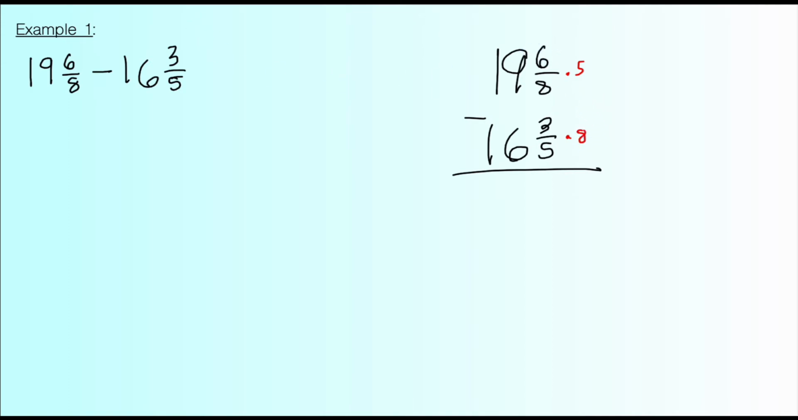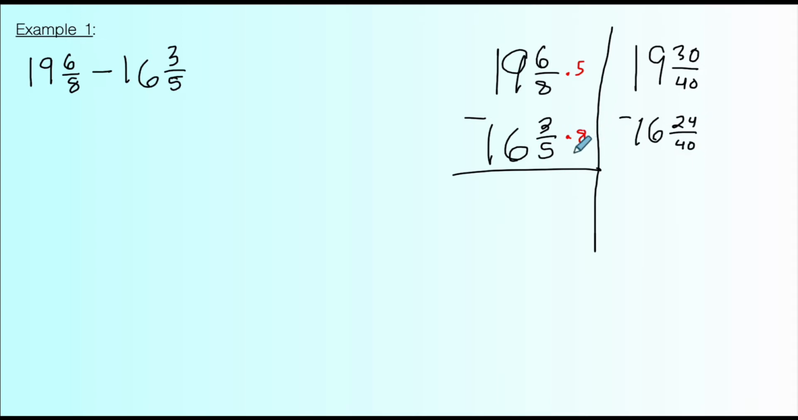So my first fraction, I'm going to just put a line here and rewrite it on the right side of this line, is going to be 19 and 30 over 40. 6 times 5 is 30, 8 times 5 is 40. So that's where that fraction came from. And the second fraction is going to be 24 over 40. 8 times 3 is 24, and 5 times 8 is 40.